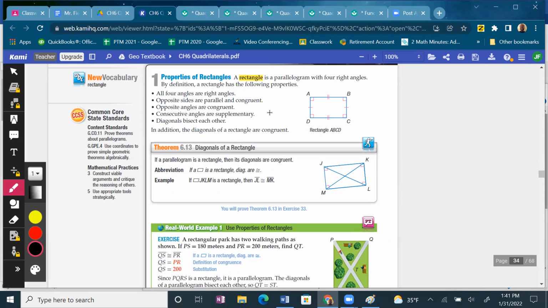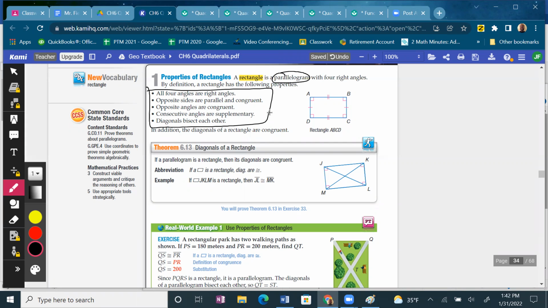Properties of rectangles. A rectangle is a parallelogram with 4 right angles. By definition, a rectangle has the following properties. All 4 angles are right angles. Opposite sides are parallel and congruent. Opposite angles are congruent. Consecutive angles are supplementary. Diagonals bisect each other. Okay, why is that? Why does the rectangle have these properties? I mean, I read it. Because it's a parallelogram. Those are all properties of a parallelogram.